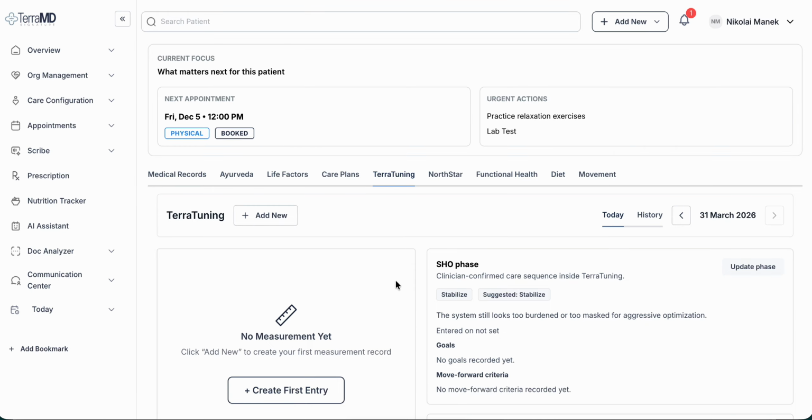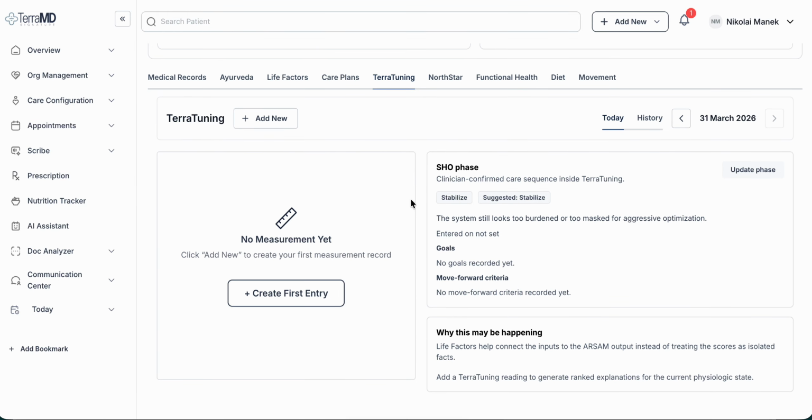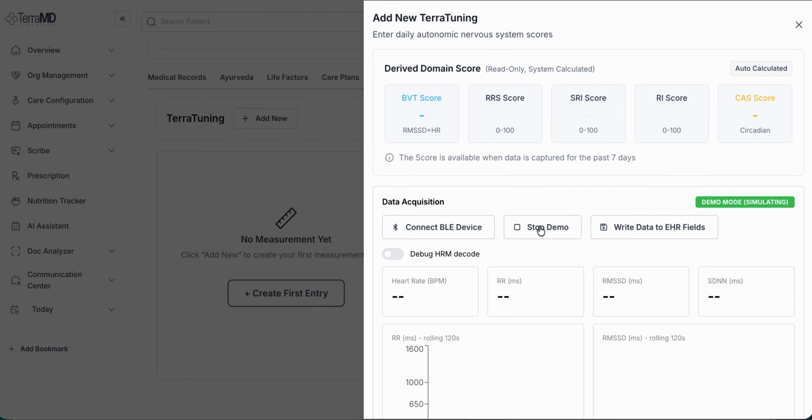Then we have Terra tuning. That's where we measure heart rate variability. No, I don't wear the device, but this is how it looks. With that we can measure the success of treatment, because the stress level, basically the parasympathetic tone, the vagal tone improves, which is a good sign. And if it is getting worse, that means whatever we are doing is not working.